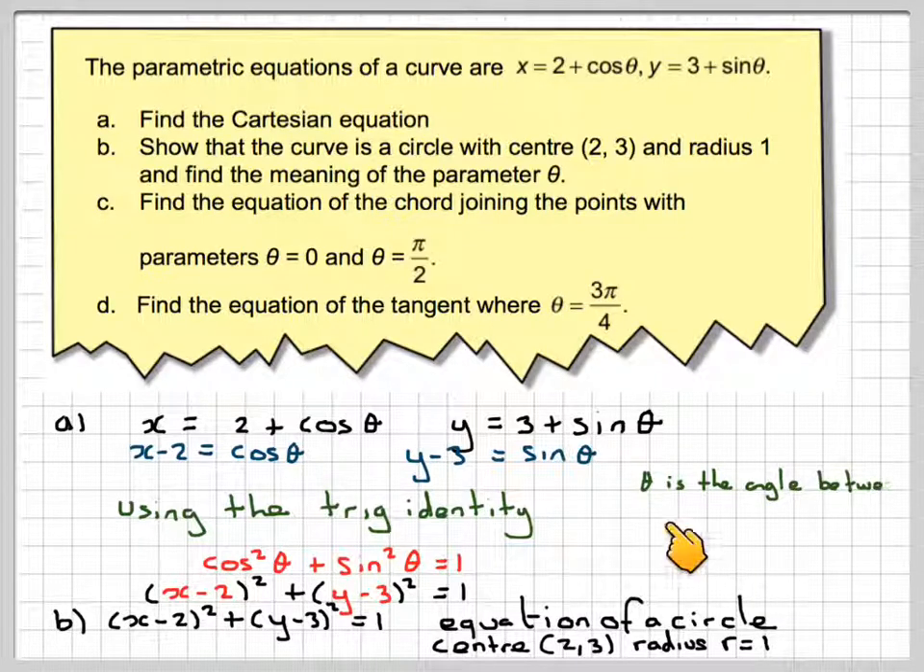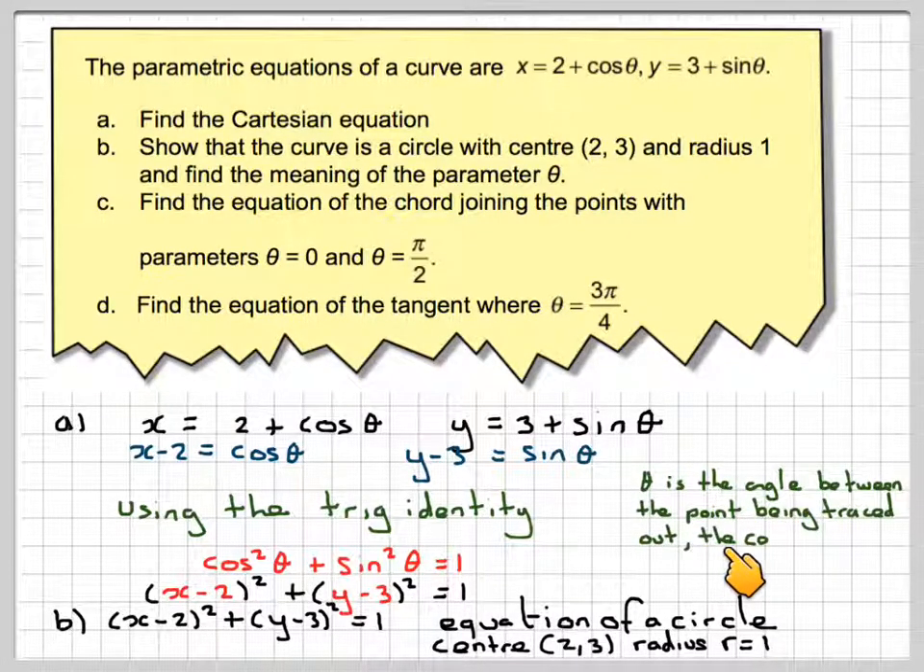So theta is the angle between the point being traced out and the center, measured from the point (3, 3). We'll have a look at this when we look at it geometrically at the end.